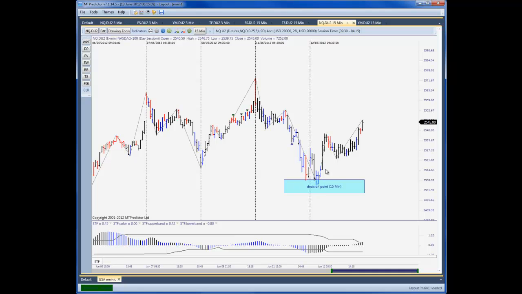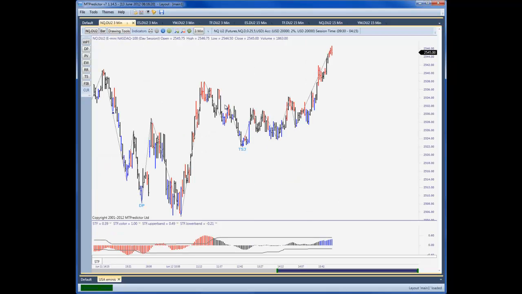But the point being is, because we had 15-minute DP support here, when we go down to our 3 and 5 minute charts, we should be looking at trades that are basically going on the long side. In other words, we're looking for new long trades. So let's have a look at this and see how this unfolded.